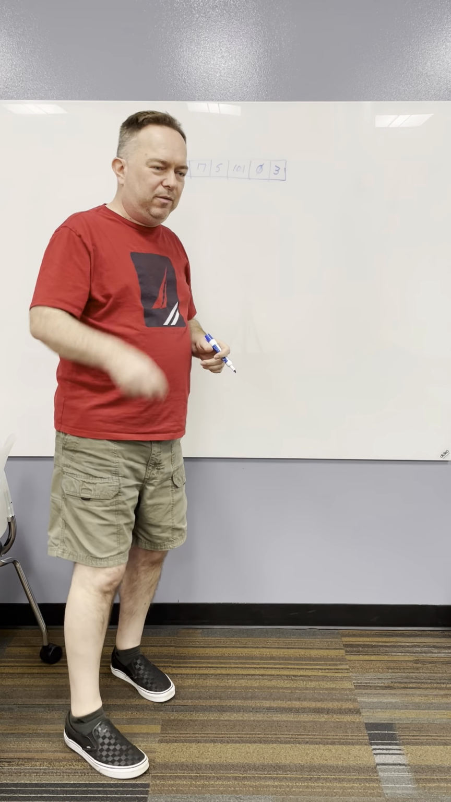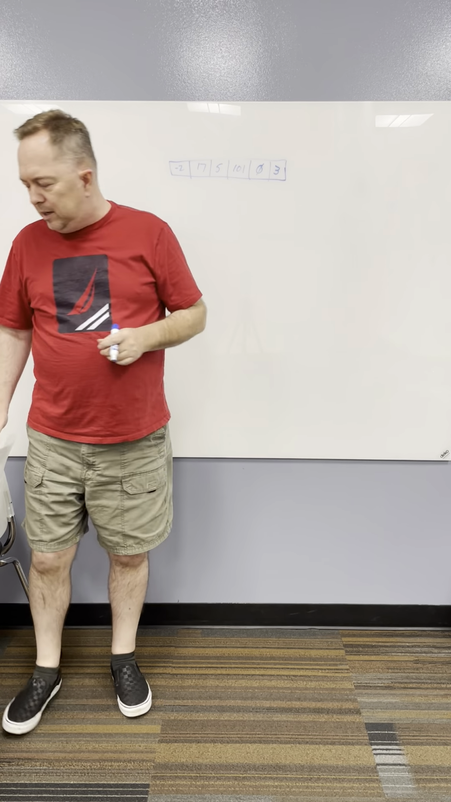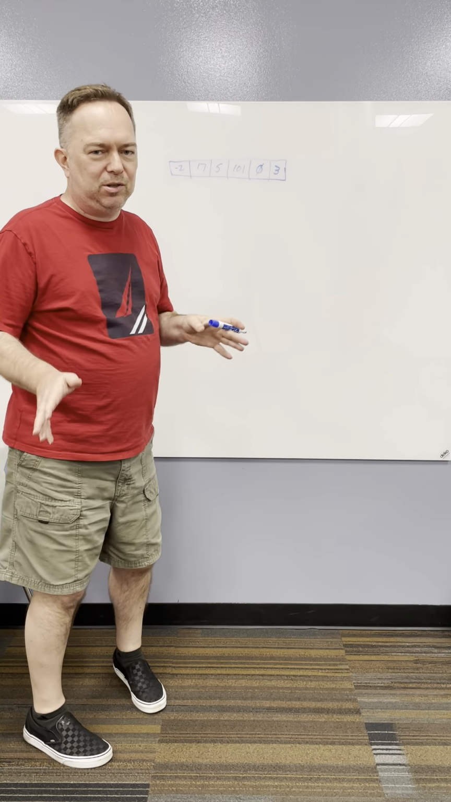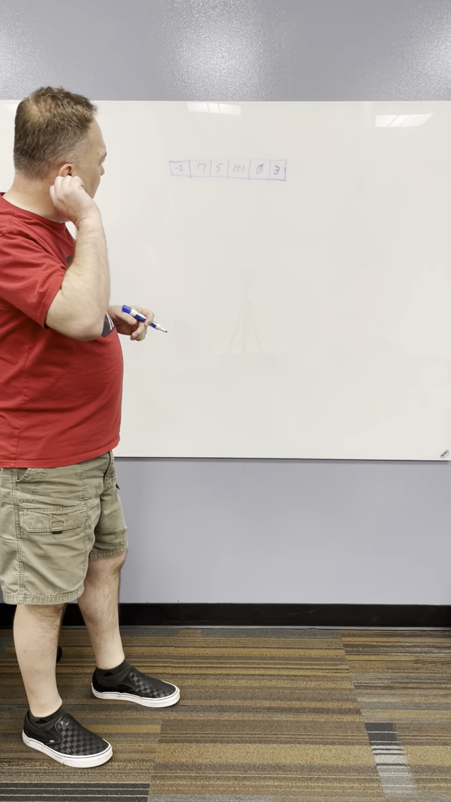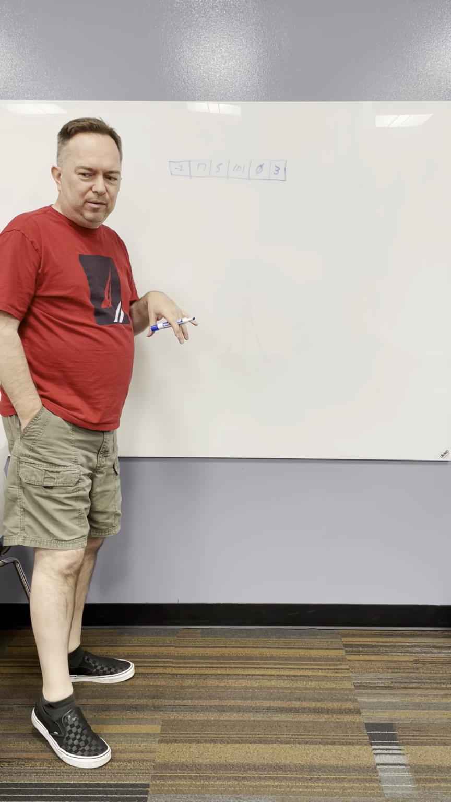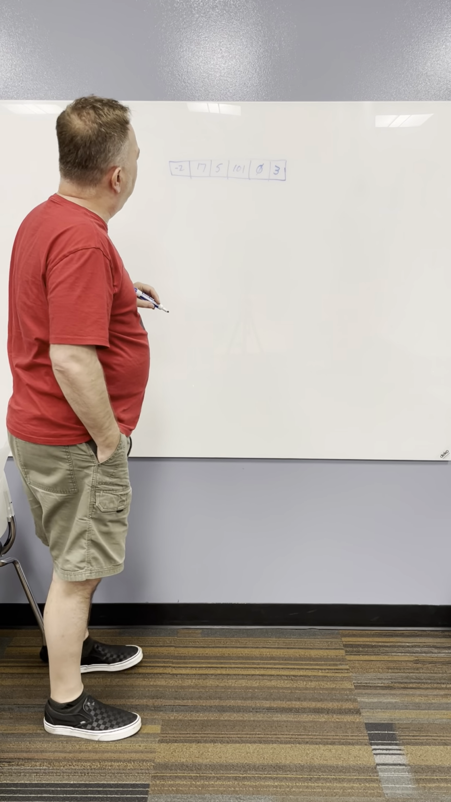Now, your book talks about two different kinds of search. There is a sequential search and a binary search. So we're going to talk about the sequential search first. It's the easier of the two. Basically, how this is going to work, we're going to see how it works, and then we'll see how to code it. Okay.